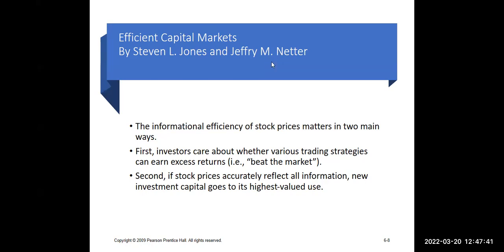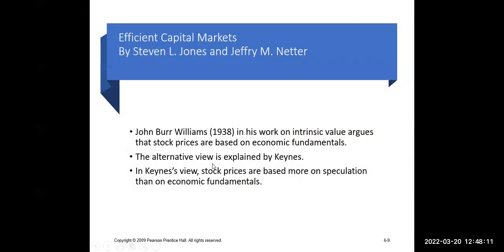Secondly, if stock prices accurately reflect all information, new investment capital goes to the highest value use. I think this is a win-win situation for everyone. If the information is available everywhere and is the same everywhere, you can invest in stocks at the best place, because you know which share is good, which share is bad, and which share is giving what return. So you can always invest at the very high valued investments.